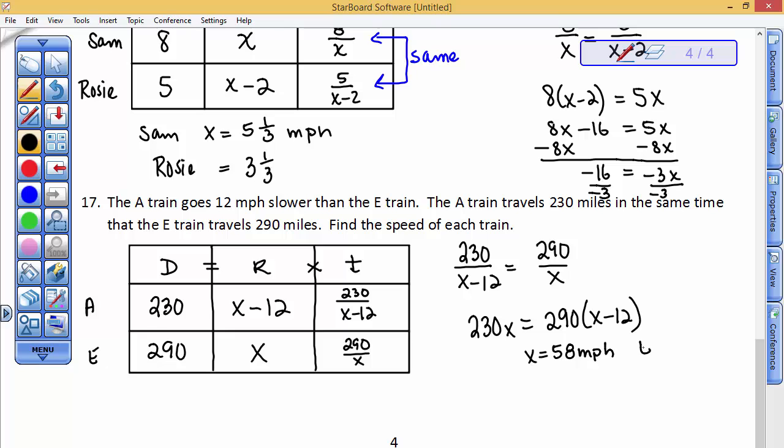That is for the E train. And remember that the A train goes 12 miles per hour slower, so when I subtract 12 from this, I'll get 46 miles per hour for the A train. And again, I can check it in this statement, 230 divided by, put in the value for x of 58, and see if their times turn out to be the same.